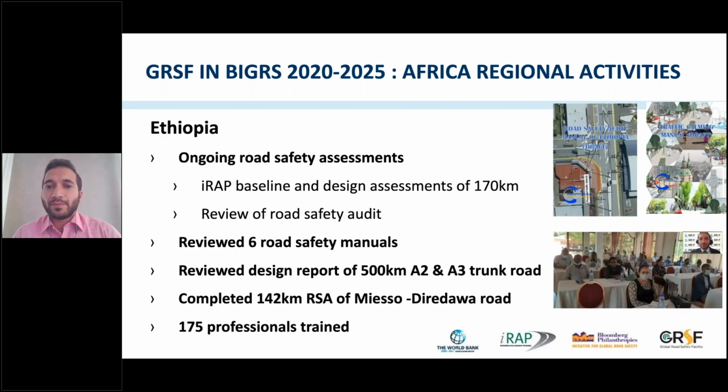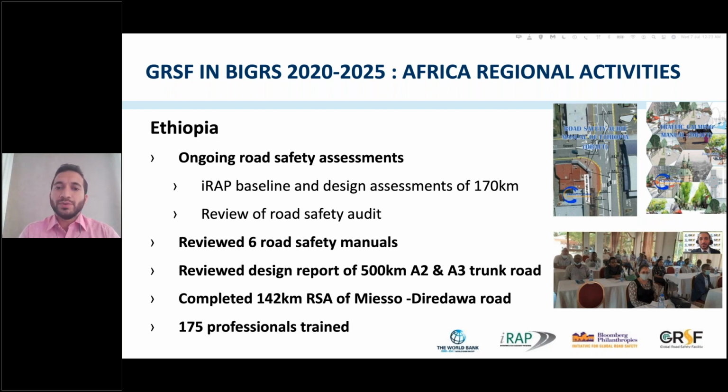In Ethiopia, we have ongoing road safety assessments for 170 kilometers of roads. We are doing iRAP baseline and design assessment, and we'll also review road safety audits. We hired a consultant to do this, and the activity has commenced. We reviewed six road safety manuals developed under a World Bank financed project with the Ministry of Transportation. These include a road safety audit manual, a manual for speed calming, a manual for road safety research, how to collect the crash data, etc.